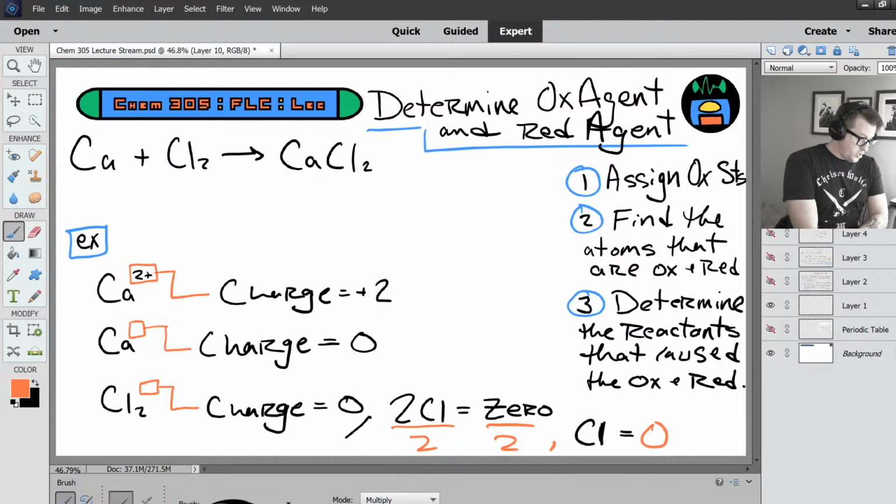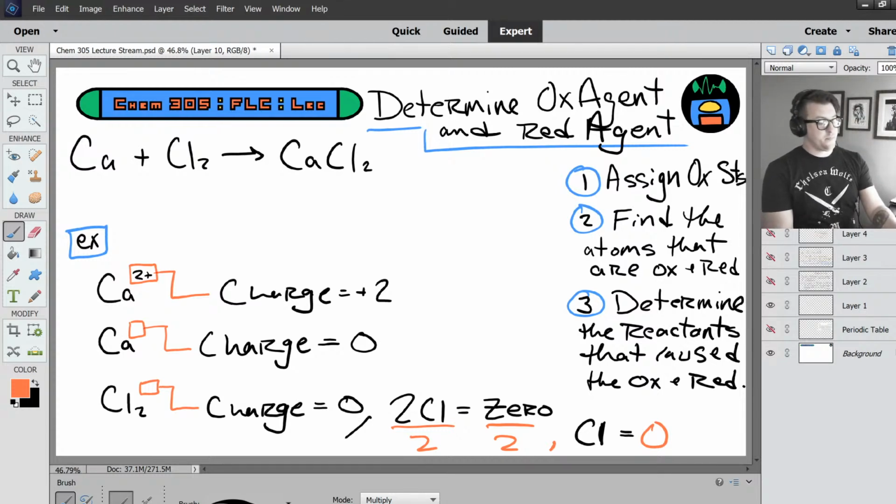Esther, are the charges for oxidation states determined based on the position of the element, like the noble gas rule we learned in the previous chapters, but called something else? Esther, that's a great question, and the answer is sometimes.